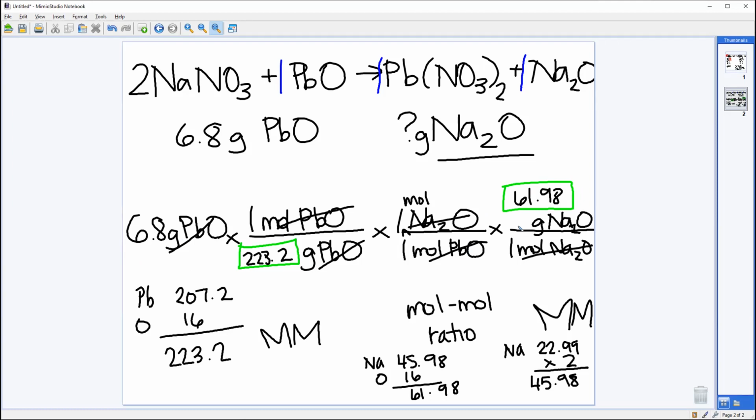And when I do that, my answer, so how many grams of sodium oxide am I going to have? I'm going to get a different color here. 1.888. Now my last step is to figure out significant figures, okay? So right here in my problem, this is 2 significant digits. So I need 2 sig figs in my answer. So I'm going to round that, and I'm going to say my answer is 1.9 grams of Na2O. So that is my answer, okay?